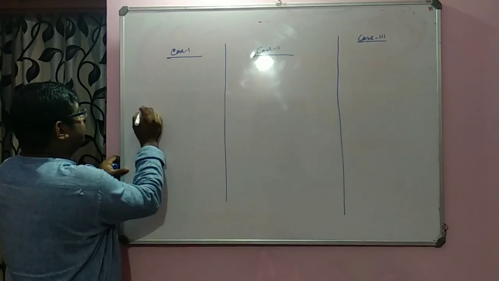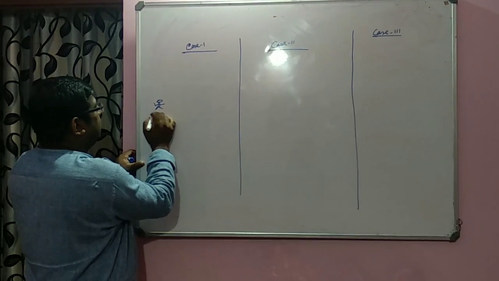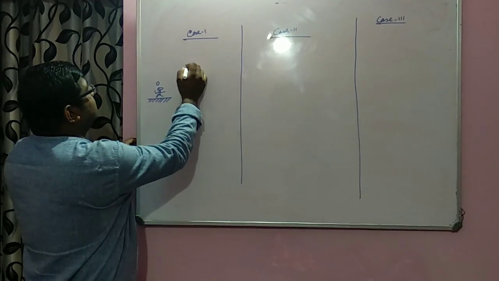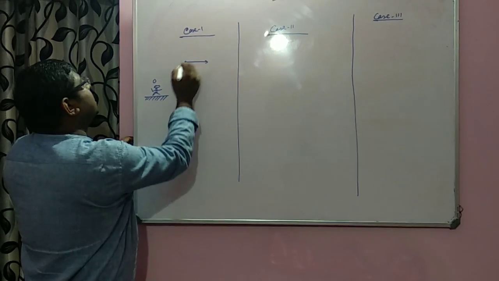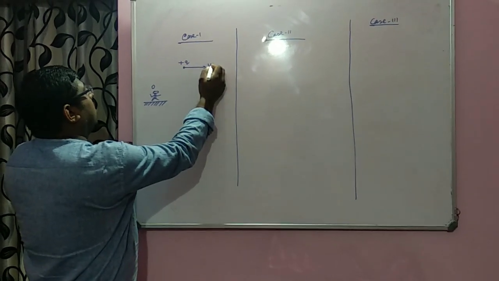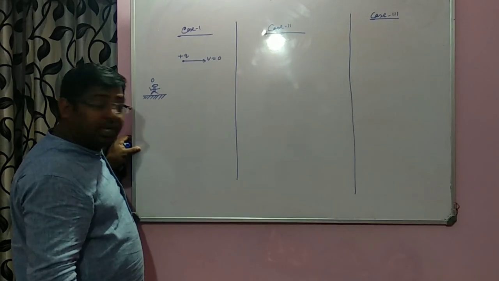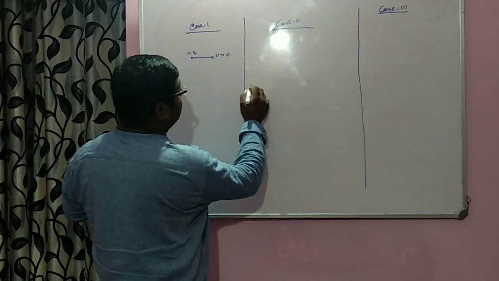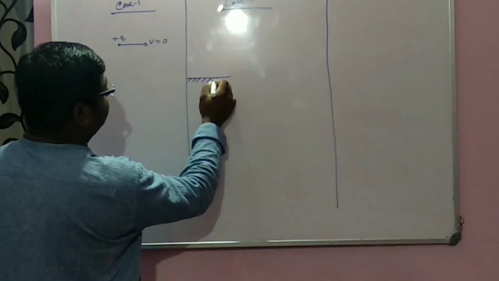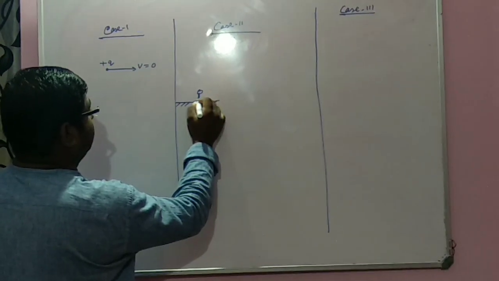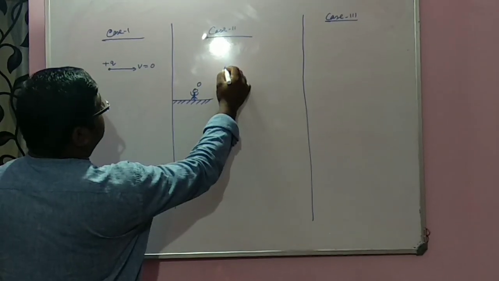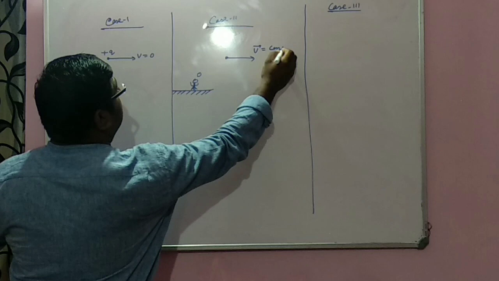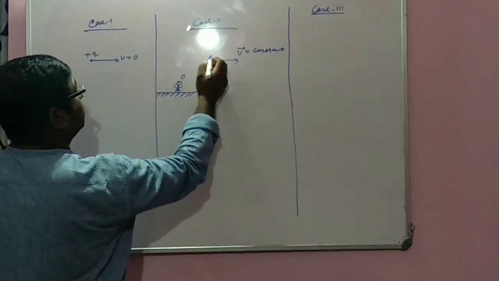Is the observer who is standing on the ground. With respect to the observer, the charged particle is at rest. The velocity is 0, right? And in the second case, there is a stationary observer who is standing on the ground and the charge is moving with constant velocity, right?